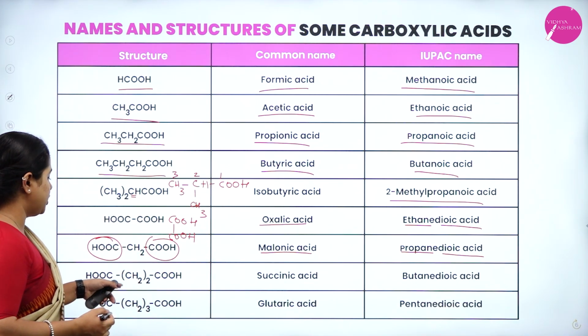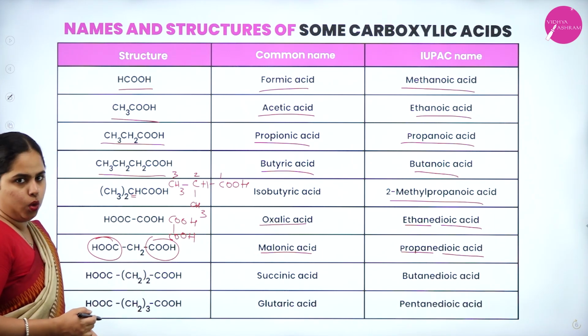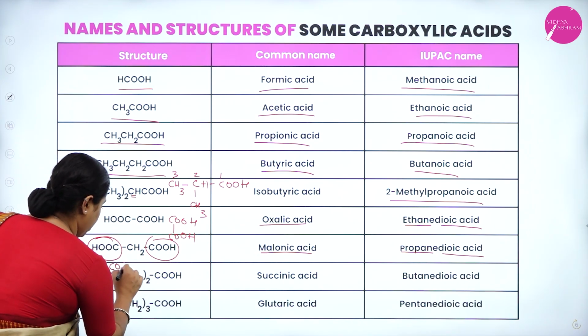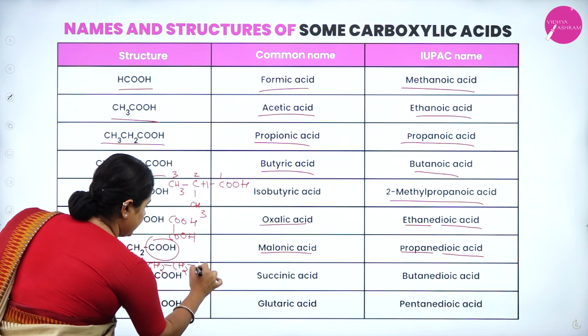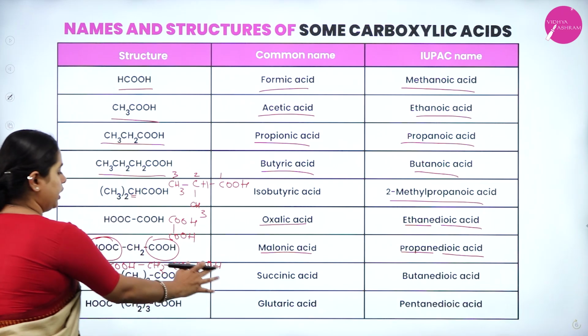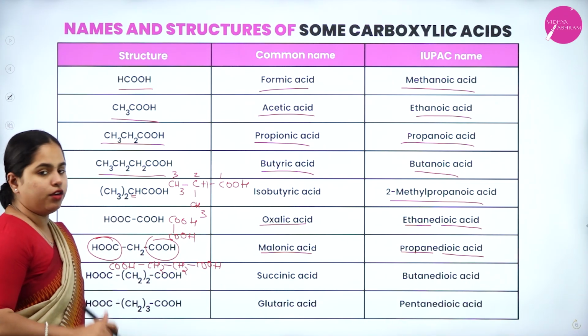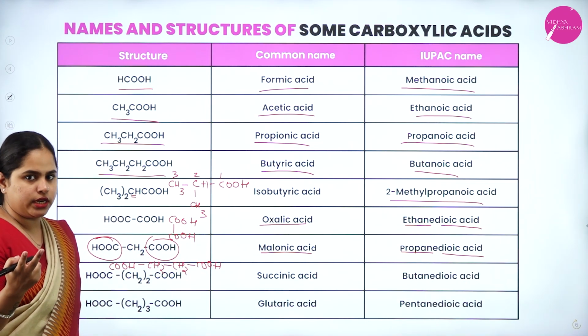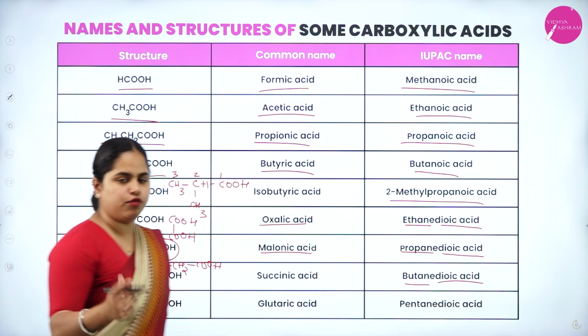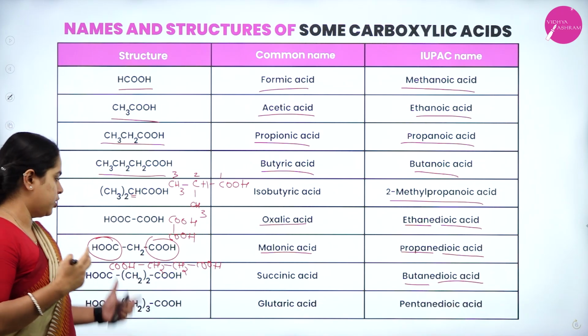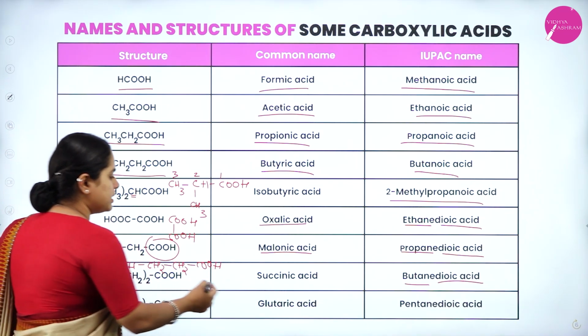Now COOH, CH2 twice, COOH. So what is that actually? You have COOH, then one CH2, one more CH2, and then COOH. So totally 4 carbon atoms are there, and you have 2 carboxylic acids also. So this is of course butane dioic acid, right? Butane, 4 carbon atoms, dioic acid, because 2 functional groups are there. It is called succinic acid.